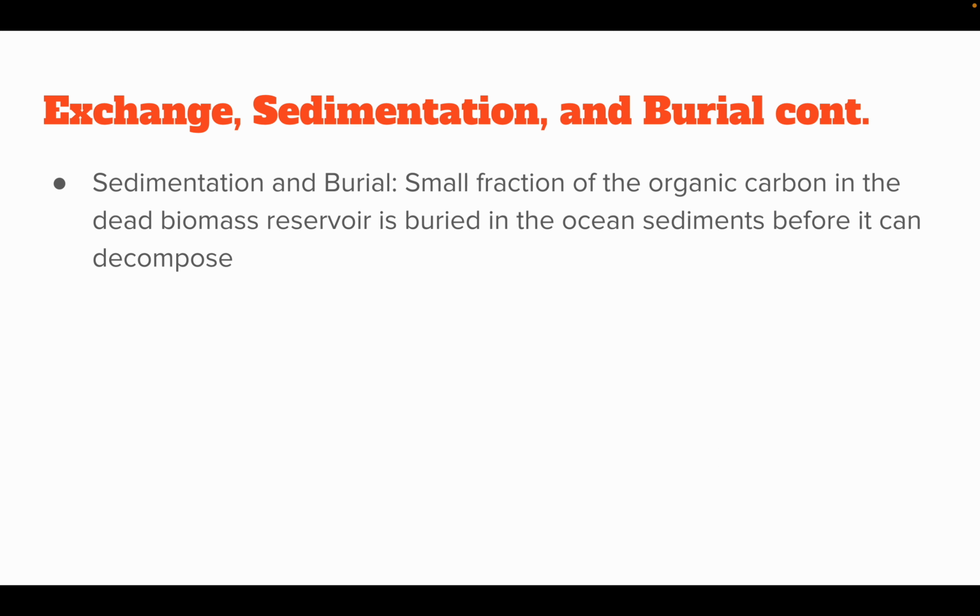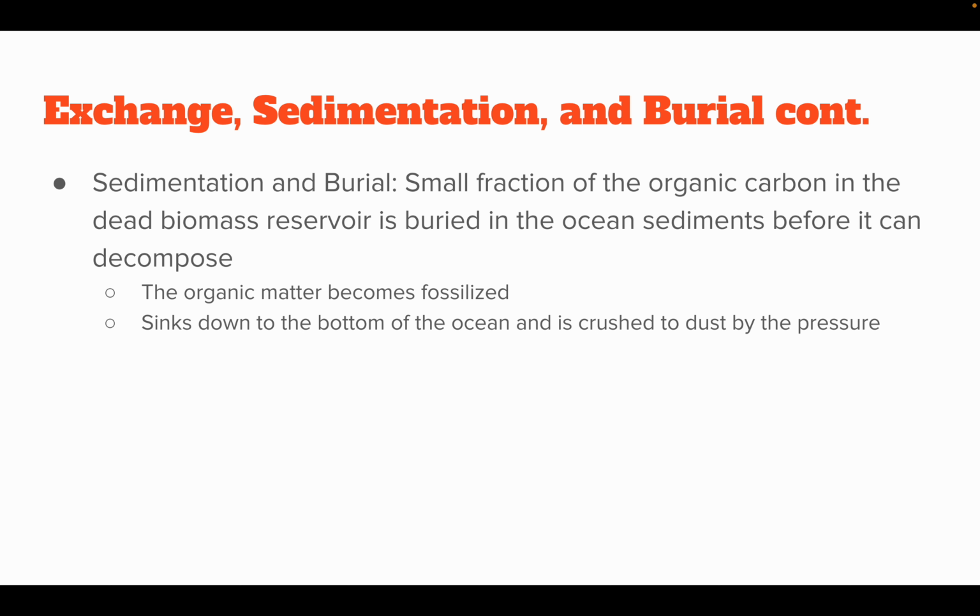Sedimentation and burial. A small fraction of the organic carbon in the dead biomass reservoir is buried in the ocean sediments before it can decompose. The organic matter can then become fossilized. It sinks down to the bottom of the ocean and is crushed to dust by the pressure there. So over millions of years, it can become fossil fuels as it builds up because we have very concentrated forms of carbon all in one place.